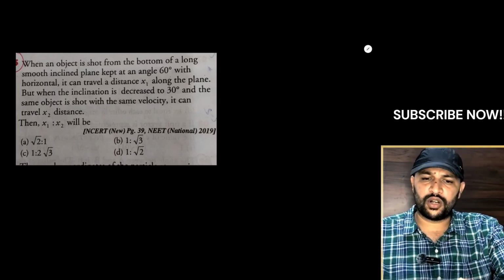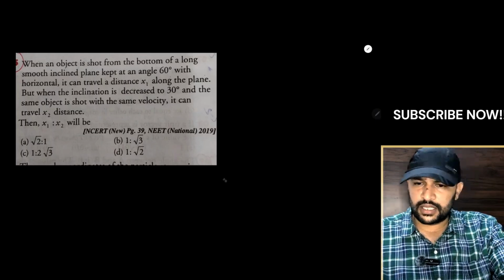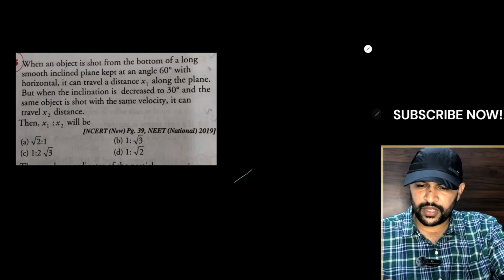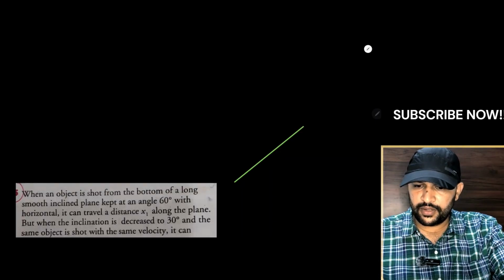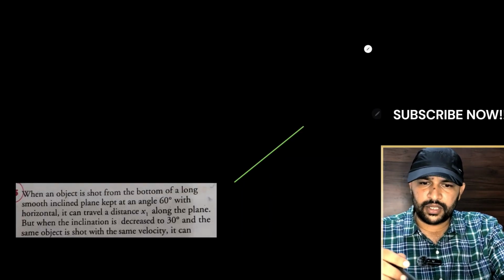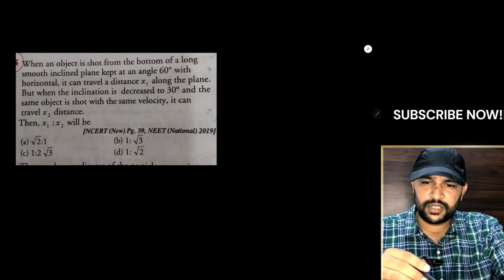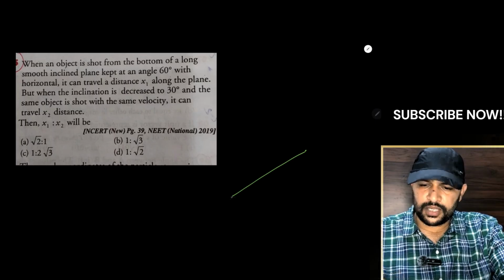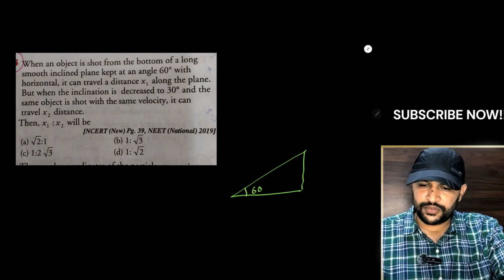When an object is shot from the bottom of a long smooth inclined plane, let's draw the inclined plane. So let me just make an inclined plane over here, okay. Oh, what happened? I think something happened. So let me just remove this part. Okay, great. Let me just roughly draw it. So let's say this is our inclined plane over here. I hope you are familiar with the inclined plane. Kept at an angle of 60 degrees. So let's say this is our 60 degree over here.